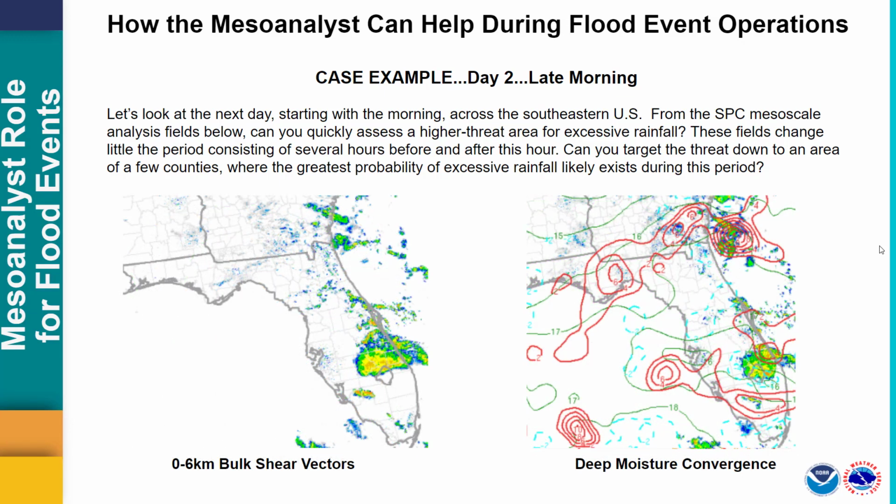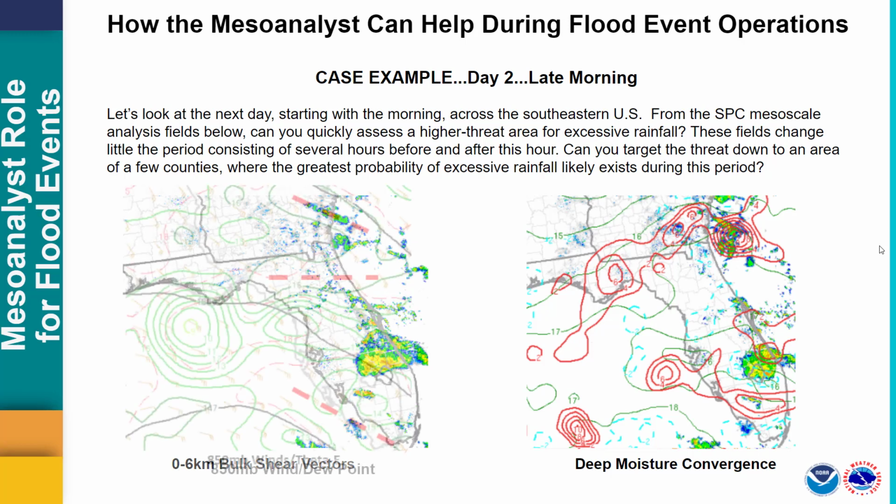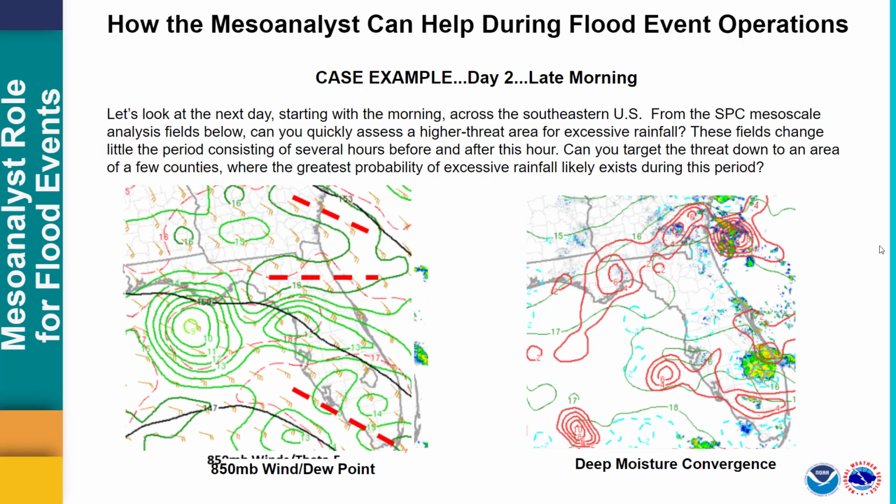How about deep moisture convergence? Throughout the morning, we don't see any real clear areas of intense moisture convergence to drive convective bands. The only exception might be just off the coast or right along the coast of far southeastern Georgia. The 850 millibar wind and dew point plot shows multiple dew point axes or ridges in the area and a broad area of 25 to 35 knot southeasterly 850 millibar flow.